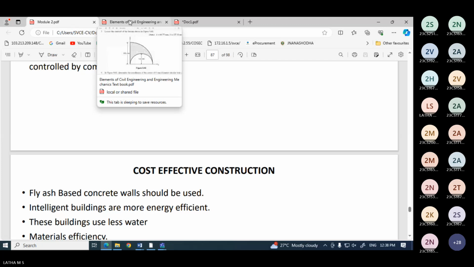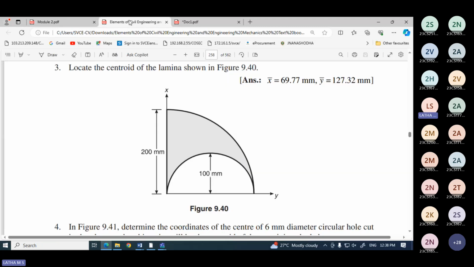Then now we'll go with the centroid. I'll give you some problems to do. Yeah. Now take out your book, students. Take out your book. We'll do some 2, 3 problems. You remember centroid, right?